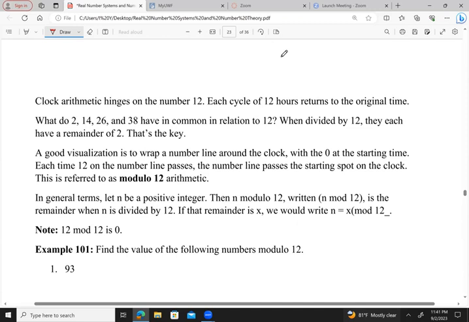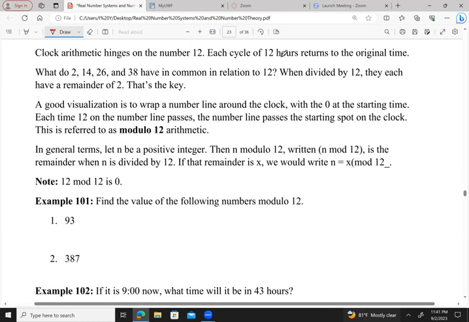What do 2, 4, 26, and 38 have in common in relation to 12? Well, when divided by 12, they each have a remainder of 2. That's the key. A good visualization is to wrap a number line around the clock with 0 at the starting time. Each time 12 on the number line passes, the number line passes the starting spot on the clock. This is referred to as modulo 12 arithmetic.